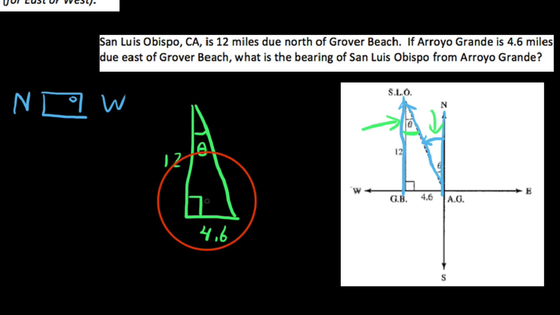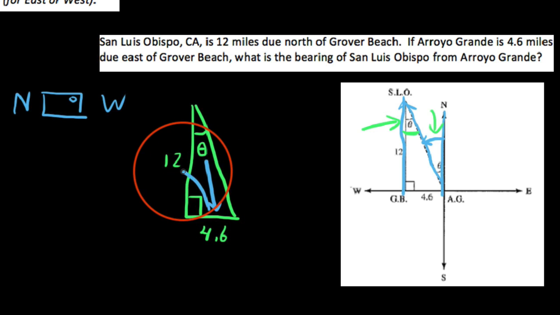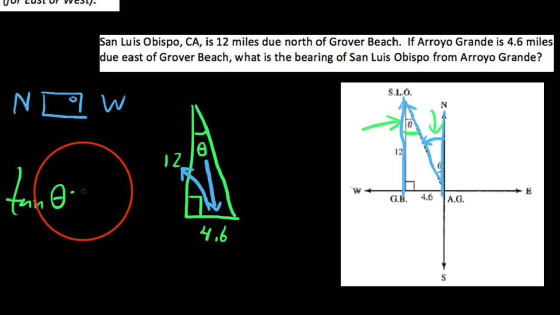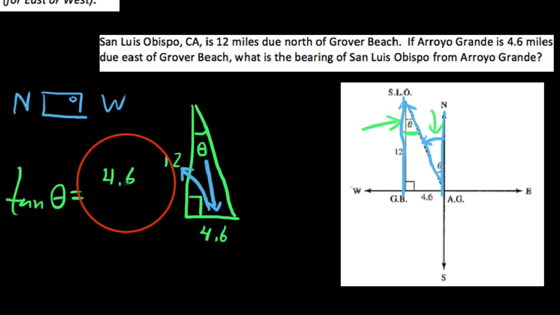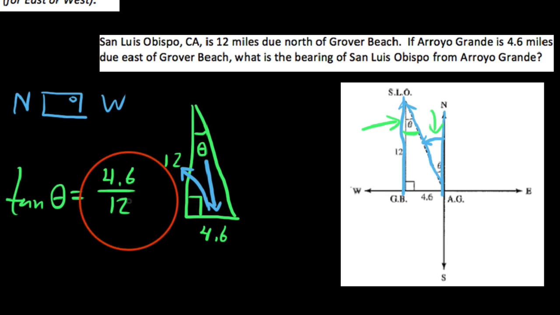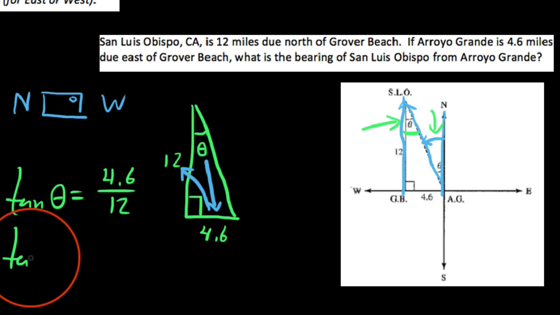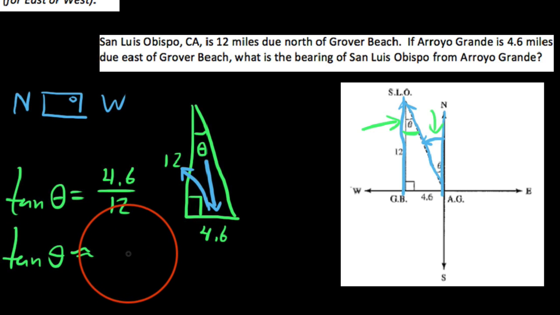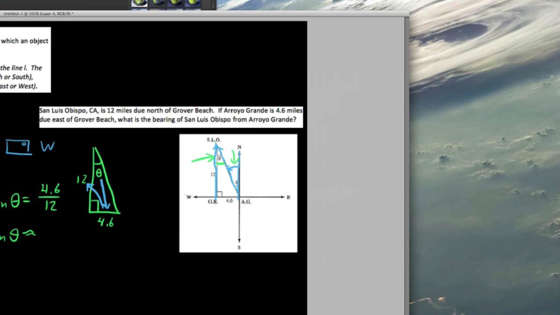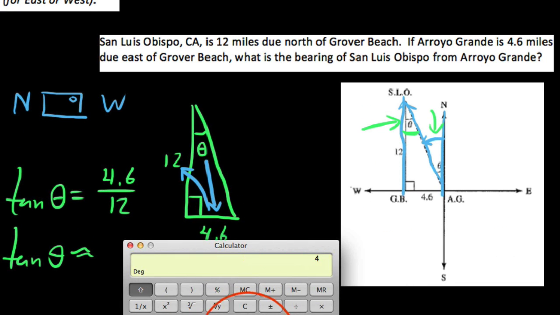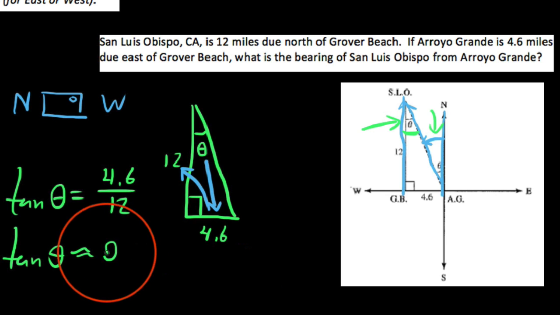Since I have the two legs of the triangle, the one trig function we're always using to relate the two legs, opposite over adjacent, is the tangent of this angle. So we're going to say the tangent of angle theta is the same thing as 4.6 over 12, or opposite side over adjacent side. Let's bust a calculator out here. Tangent of theta is approximately equal to some decimal. 4.6 divided by 12, we get about 0.3833 repeating.